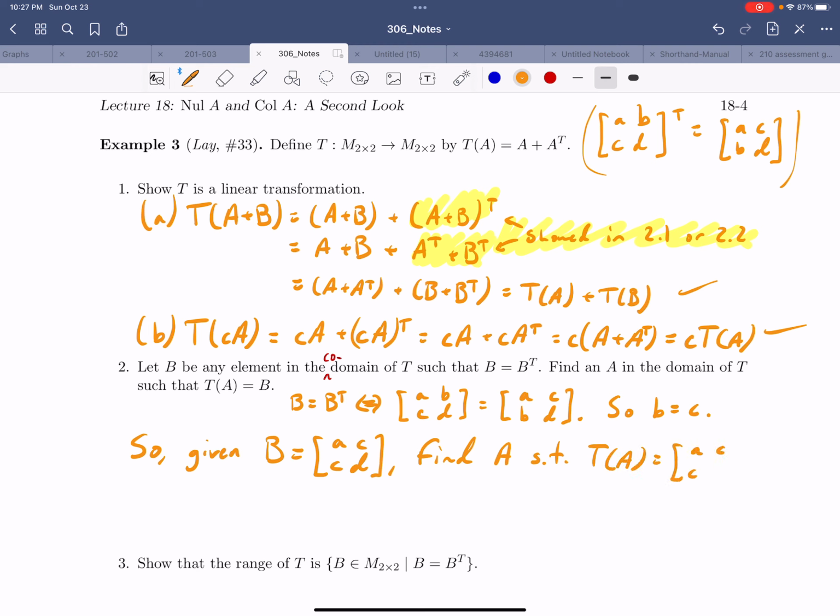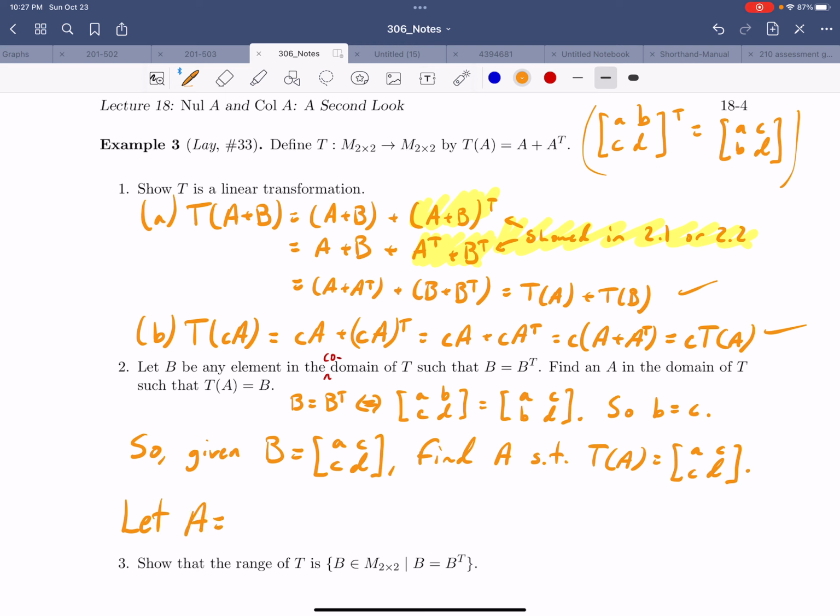Okay? That's what we're trying to do. So let's just think for a second. What matrix A could we plug in to give us that? Well, if you think about it, this just requires a little bit of cleverness. And stop the video if you want to think about it. But I think this is going to work.